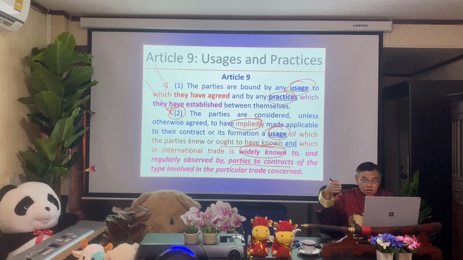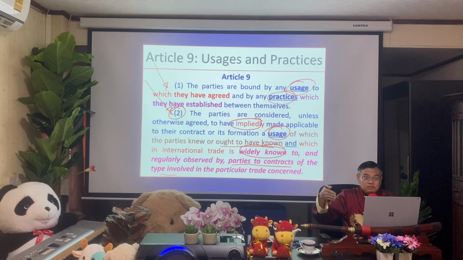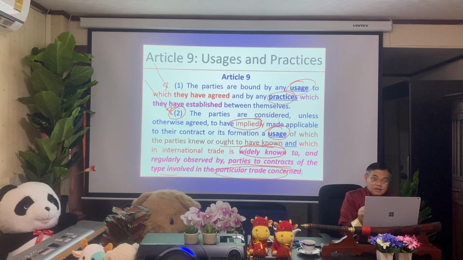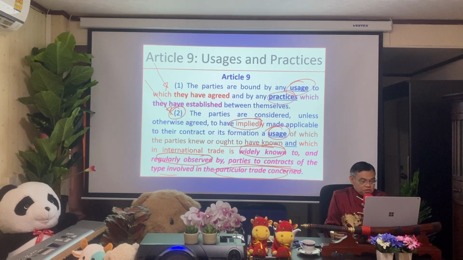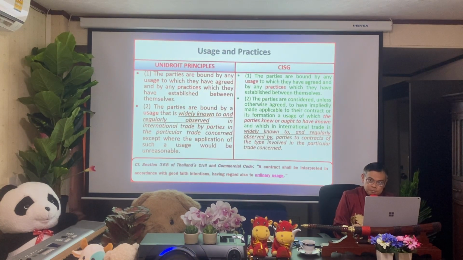This is not the knowledge of party A and B, but the knowledge of all parties in the contract of the type involved. Put simply, it must be known to parties in the same type of contracts in the particular trade concerned. And in addition to being widely known, it must also be regularly observed by parties to contracts of the type involved in the particular trade concerned. When these conditions are met, usage can also be considered as part of the contract.